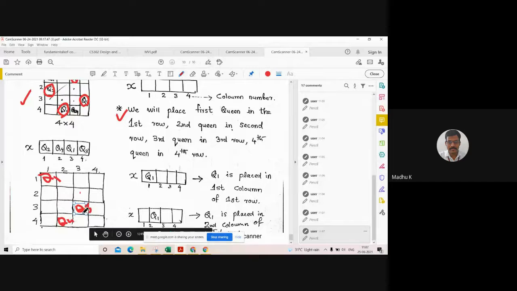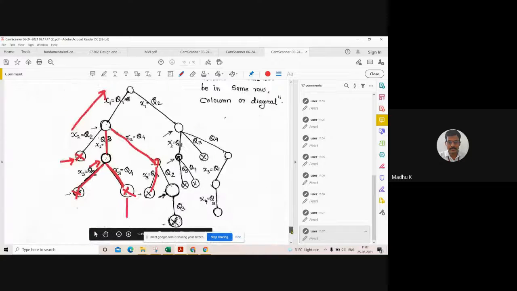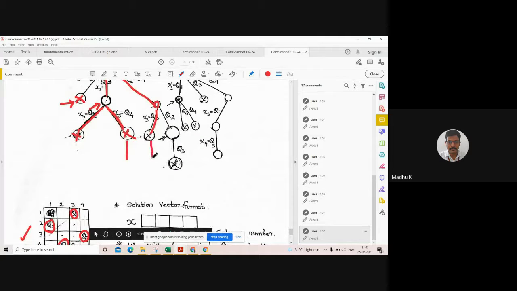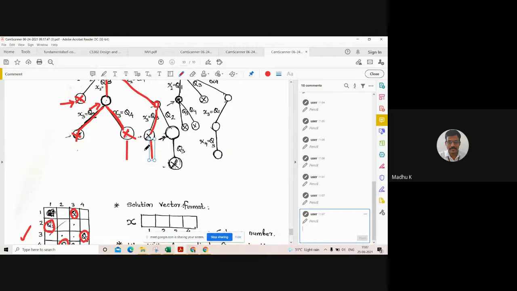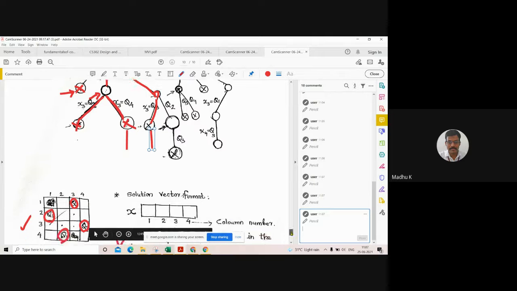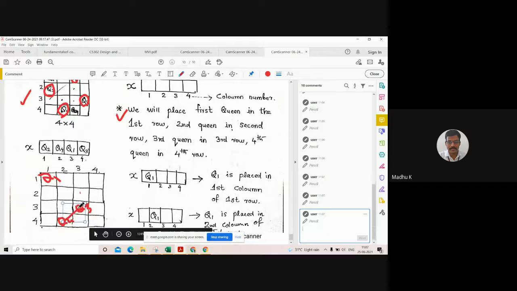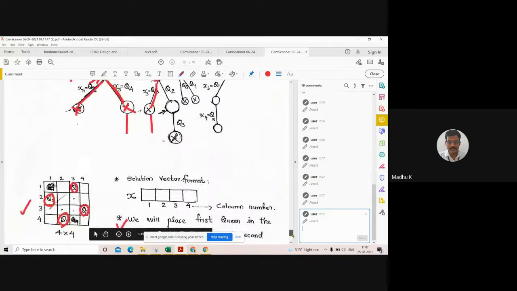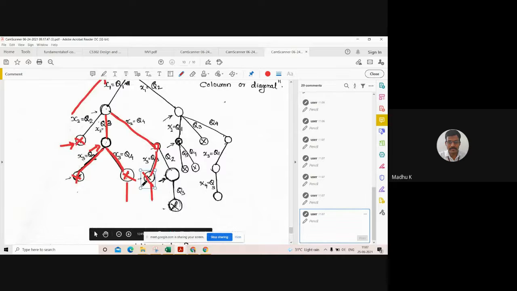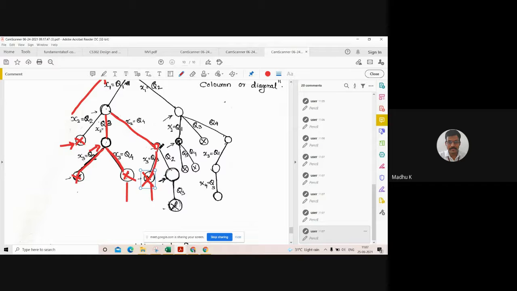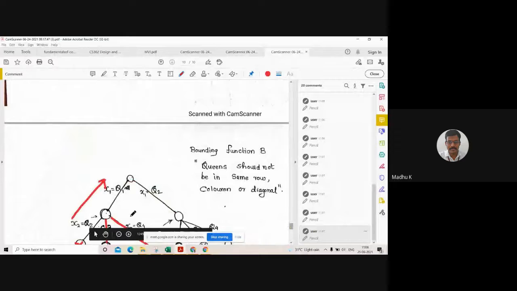Then Q3 comes here, and next I want to place Q2. But before placing Q2, I will check whether the solution up to this point is acceptable or not. But here they will attack each other, so that path is also not possible. It is stopped. In this way, I will try all paths. This will also fail. Okay, then I will backtrack and go back to here.